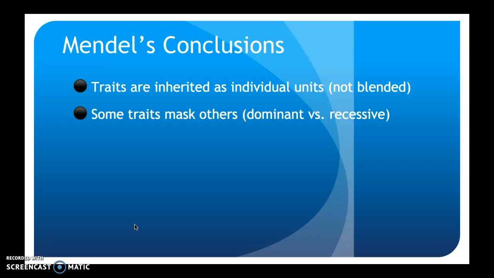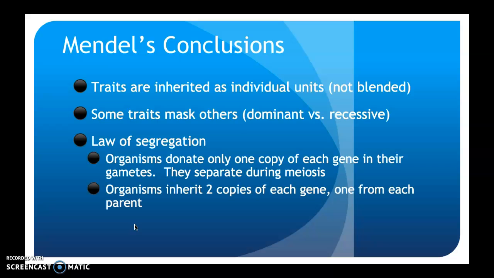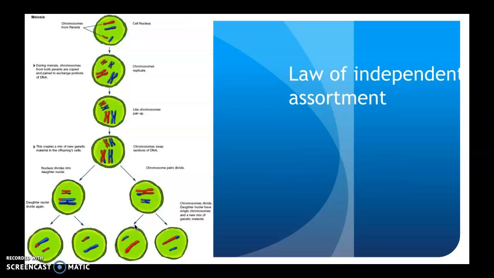We're going to go past this a little bit. Well, Mendel basically said traits are inherited as individual units. Some traits are masked, others dominant versus recessive. Then the law of segregation, which says that organisms donate only one copy of each gene in their gametes, because during meiosis, those copies separate. And that's kind of what I want you to start thinking about. How does this relate back to meiosis and gametes? Organisms inherit two copies of each gene, one from each parent.